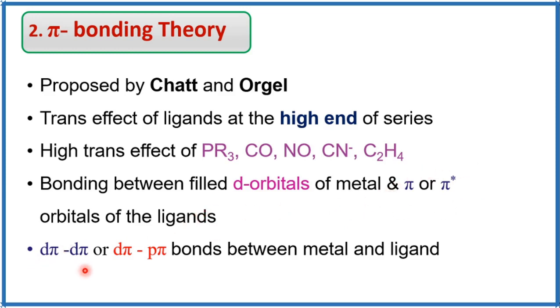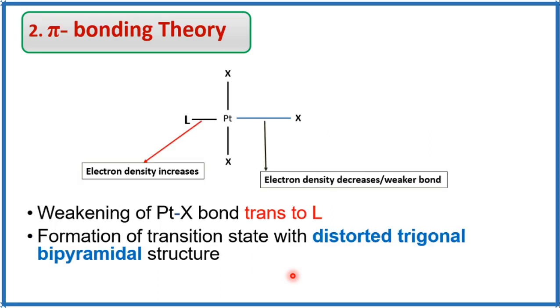So there is a possibility of two types of pi bond formation. One is d pi, another one is d pi p pi. So we can see how these d pi and d pi p pi bonds are differentiated. So there is a formation of pi bond between the metal and ligand.